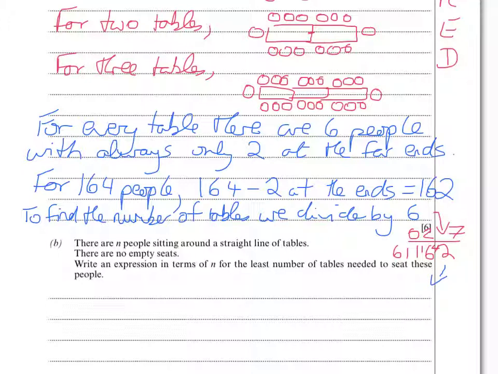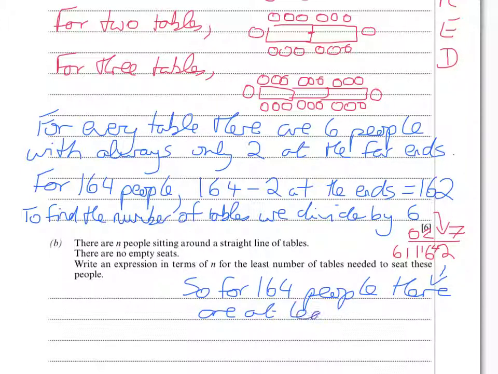So our final answer: for 164 people, there are at least 27 tables. And there's our answer for our 6 marks.